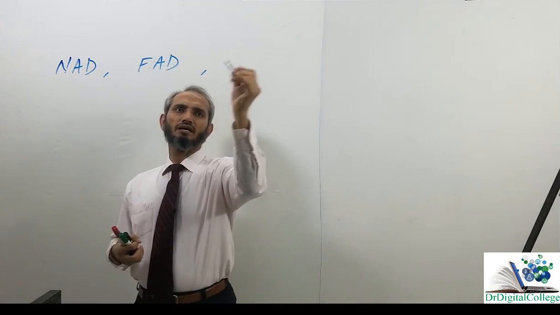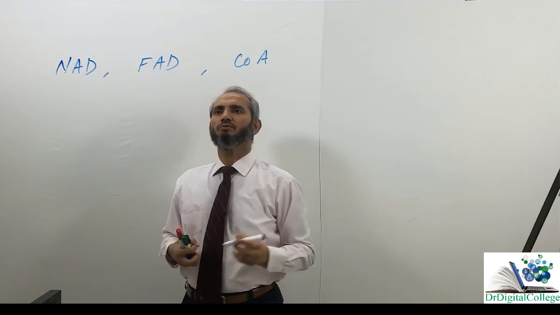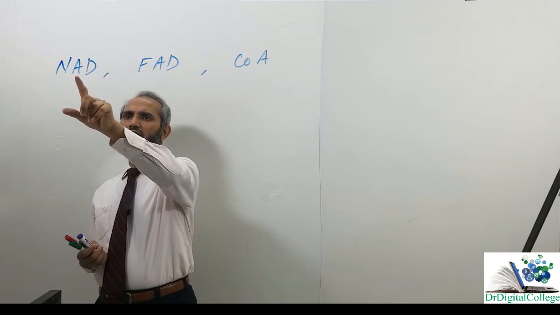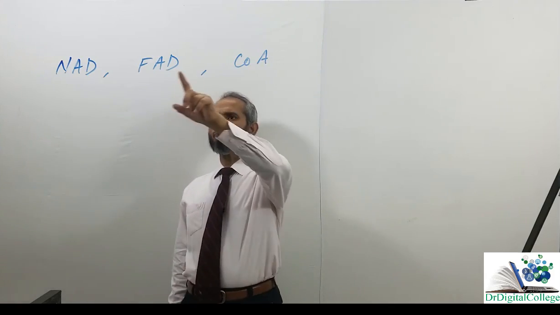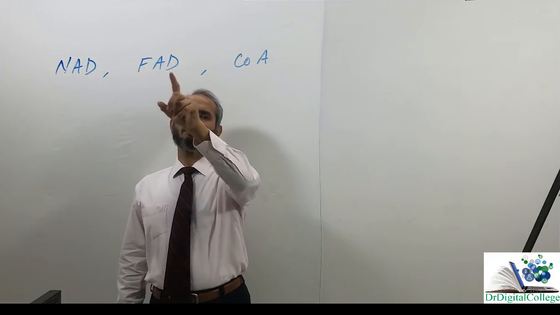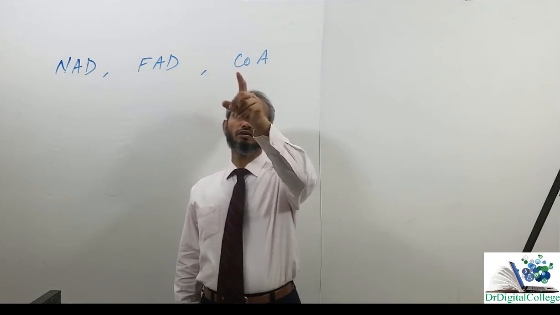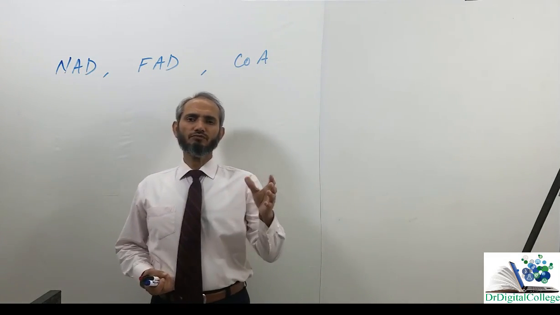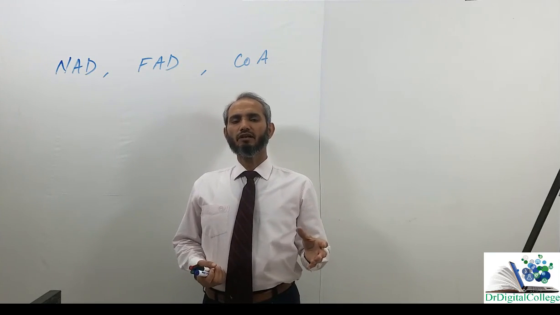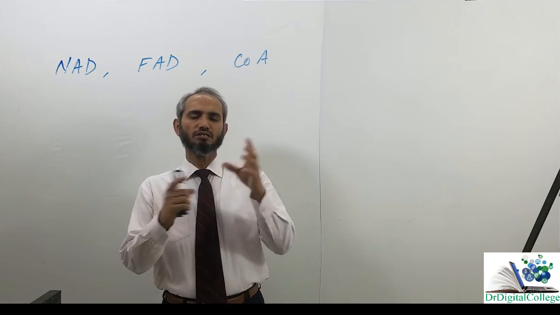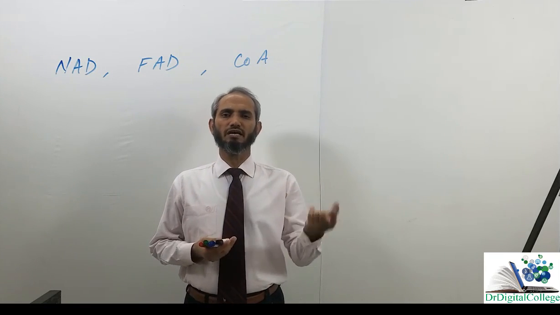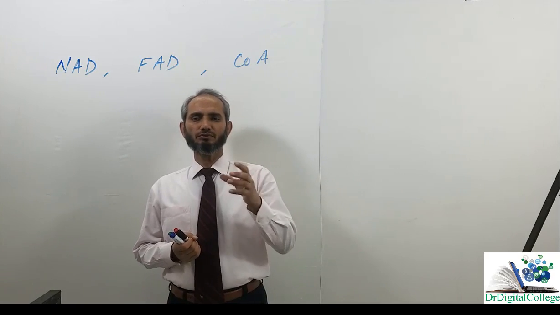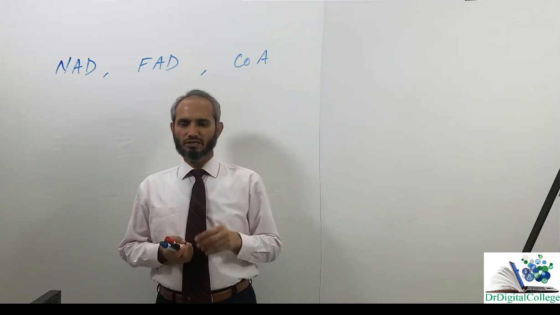NAD, FAD and coenzyme A. What is their role? You know that the full form of NAD is nicotinamide adenine dinucleotide, while the full form of FAD is flavin adenine dinucleotide, while CoA stands for coenzyme A. In the process of respiration, you have studied that whenever some substrate is oxidized, there is a need of some oxidizing agent. And whenever some substrate is reduced, there is a need of some reducing agent.